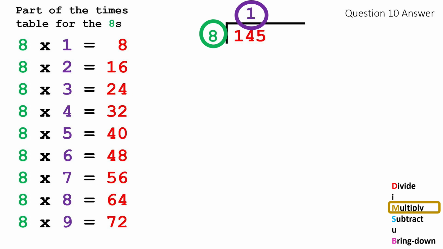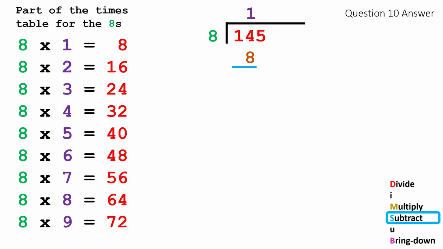We get a new product of 8, so we write the number 8 here. Please note that we need to line up the ones place in our new product with the new digit in the answer. Next, we subtract 8 from 14, that gives us 6. Then, we bring down the 5, so our new dividend is 65.